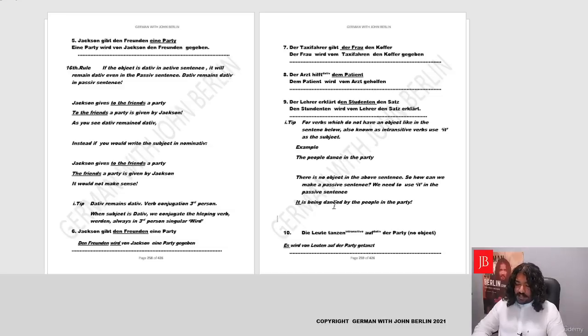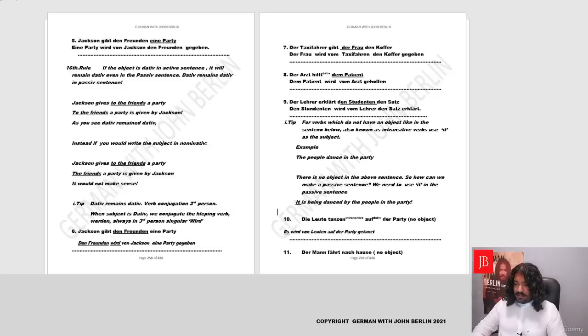Sounds a little weird in English. In German, it might look like this. Die Leute tanzen auf der Party. People are dancing in the party. We'll begin with es. Then we'll conjugate the verb werden. Es wird von den Leuten auf der Party getanzt. It's being danced by the people in the party.